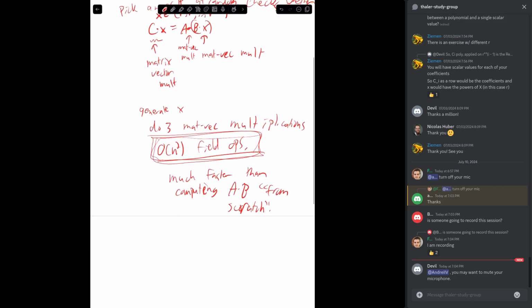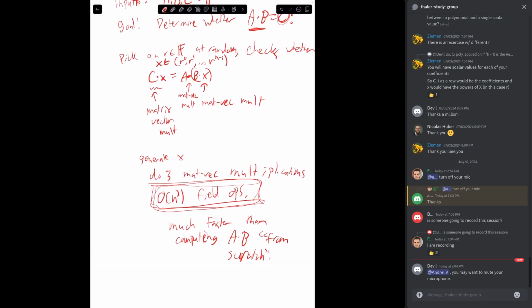Great. So that's the algorithm. So again, checking whether a claimed answer to this problem is correct is much faster than any known algorithm for computing the answer from scratch. And as we discussed last time, you can think of C times X as like a row-wise Reed-Solomon fingerprint of C. And similarly, A times B times X is like a row-wise fingerprint of A times B.